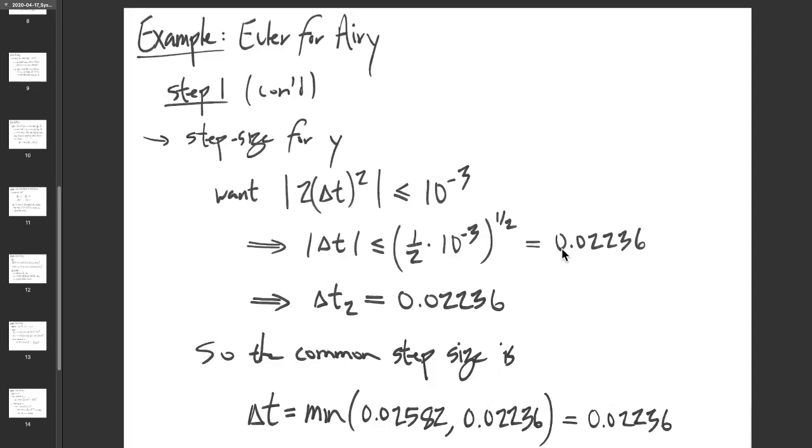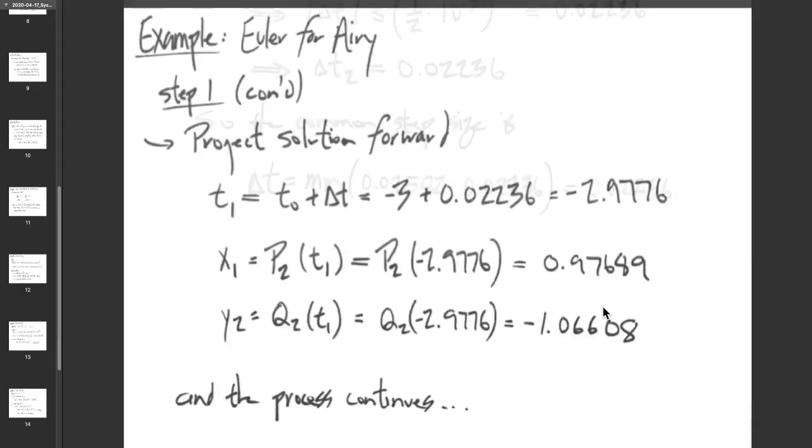But I want to simultaneously step x and y forward and stay within the error tolerance. So that means I have to take my simultaneous step size to be the minimum of those two. And that, of course, is the 0.02236. So that's going to be my step size.